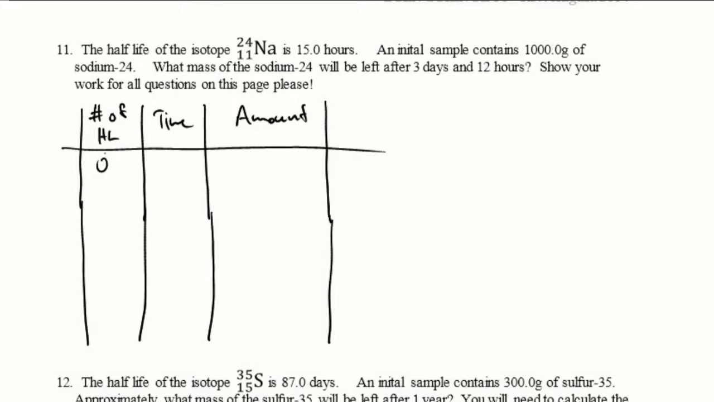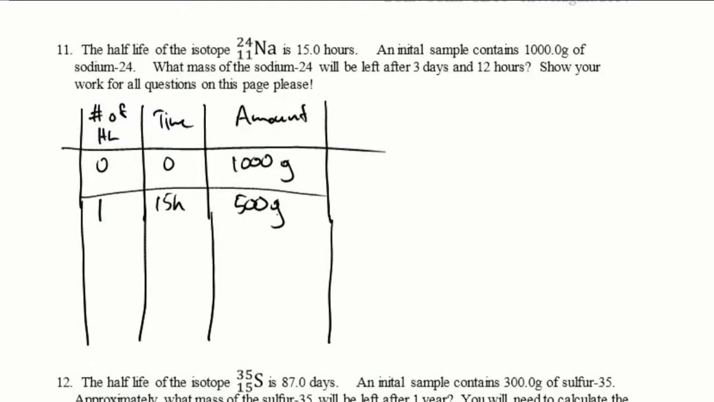All right, so if I have 0 half-lives, I have 0 time passed, and I have 1,000 grams, or a kilogram. And then I just keep going. After 1 half-life, 15 hours have passed, and I have 500 grams left. And I just keep plugging away until I end up with the amount that I'm asked to find.